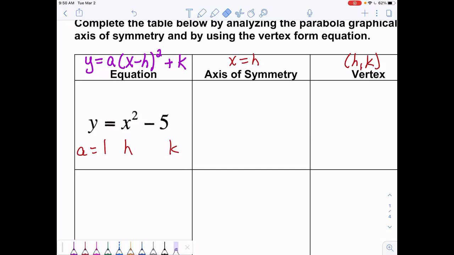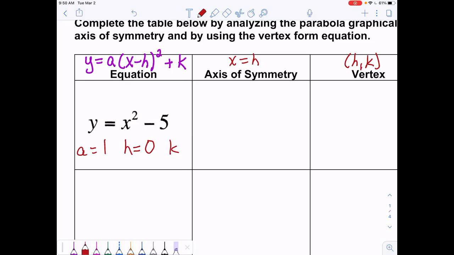Well, we don't have parentheses here. So if there are no parentheses, what do you think that means h is? What number would h be if there are no parentheses? It's not there. What number represents something that is not there, Haley? 0. This h is 0. The parentheses aren't there, so the h is 0.